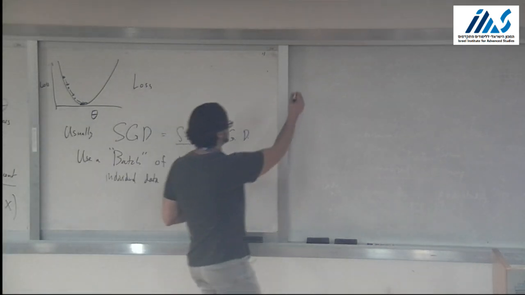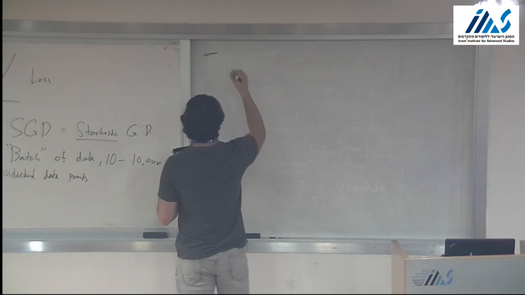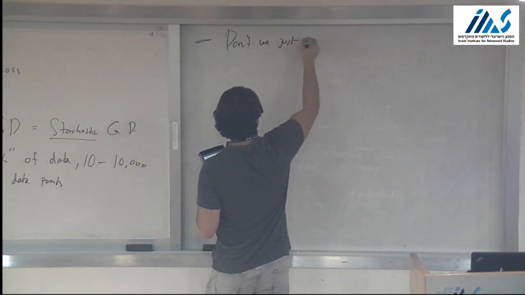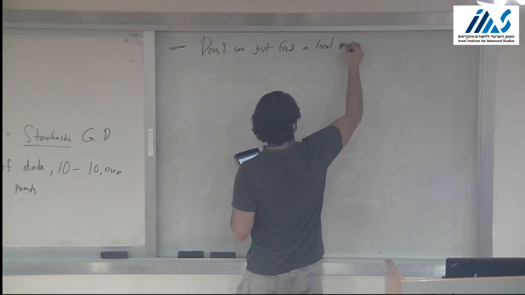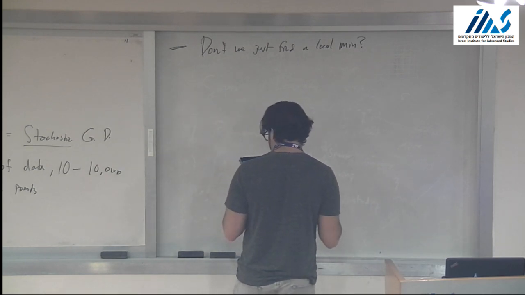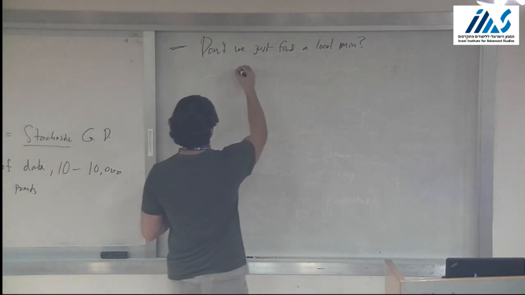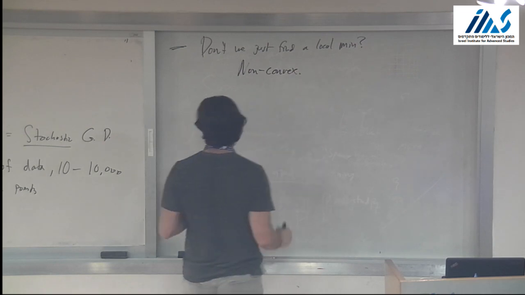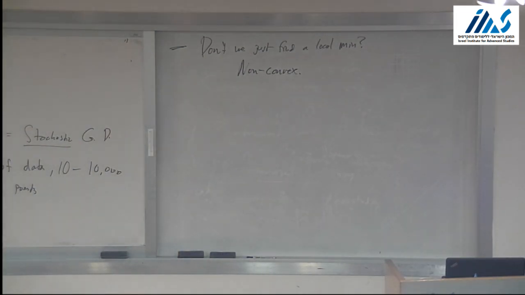So let me list lots of objections about this process, because there are other ones. So one of them is, don't we just find a local minimum? Relatedly, just generally, this is non-convex is the usual words that people say. Typically, the loss landscape as a function of the neural network parameters is not convex.